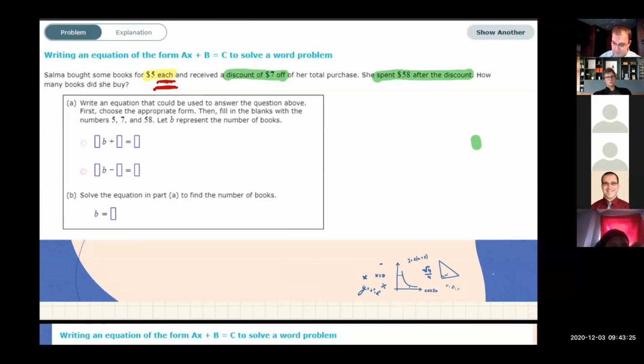So we're definitely going with this one. Let's go. We already talked about, since each book is $5, we're going to do the 5 times the number of books. And the discount was $7, discount of $7 off. So we subtract that. And it said after that discount, it was $58. So that's what we would have been filling in Alex. But I'm going to write it over here where we can see it a whole lot neater. So 5B, take away the $7 discount, equals a price of $58.